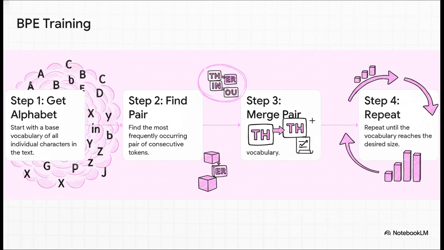First, you start with a vocabulary that's just all the individual characters you have in your text. Easy enough. Then, you scan through and find the pair of characters, or tokens, that appears most frequently, side by side. Next, you smush that pair together into a single brand new token and add it to your vocabulary. And finally, you just repeat that over and over and over again, building longer and more complex tokens until your dictionary is as big as you want it to be.